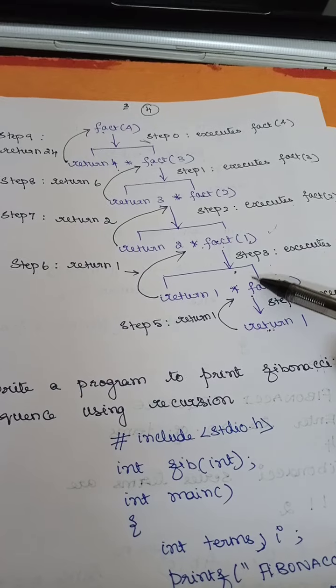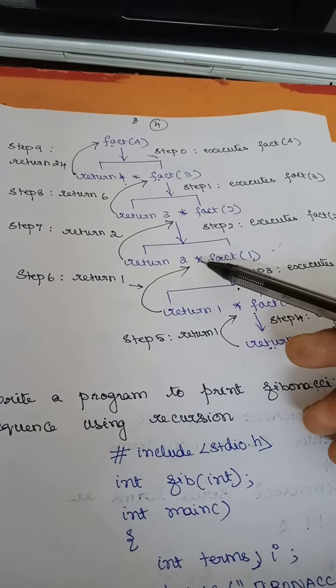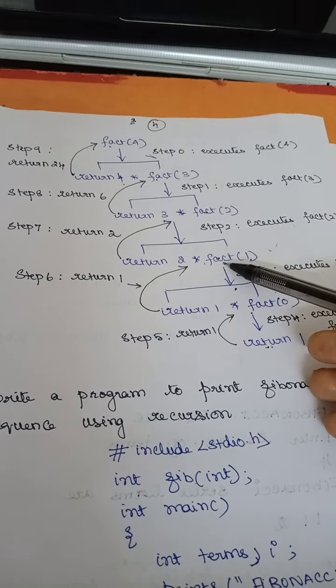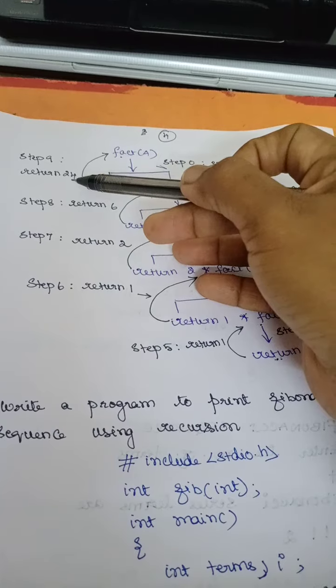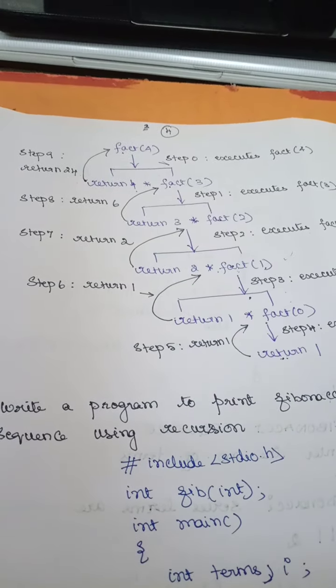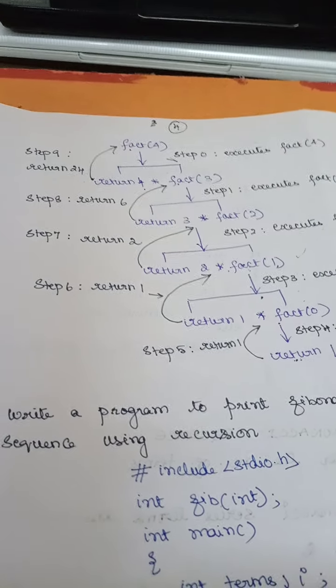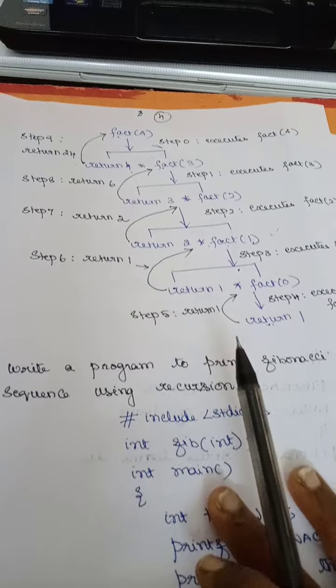When I have the value 1, 1 into 1 is going to be 1, and that is going to return to the caller. For me, the caller is fact 1. Similarly, it will keep on going till I reach the value. Whenever I receive the value, this 24 will be passed on to the main program, because main is the caller for fact 4. Clear? Right.